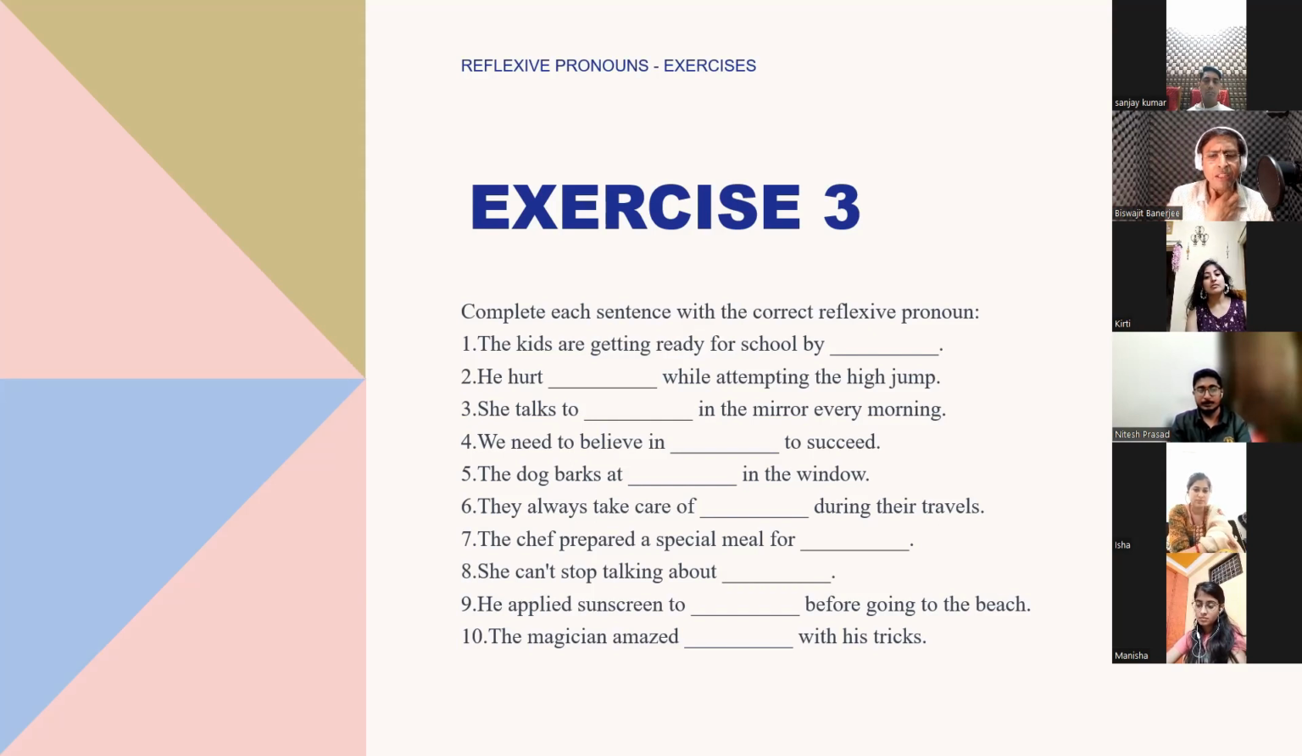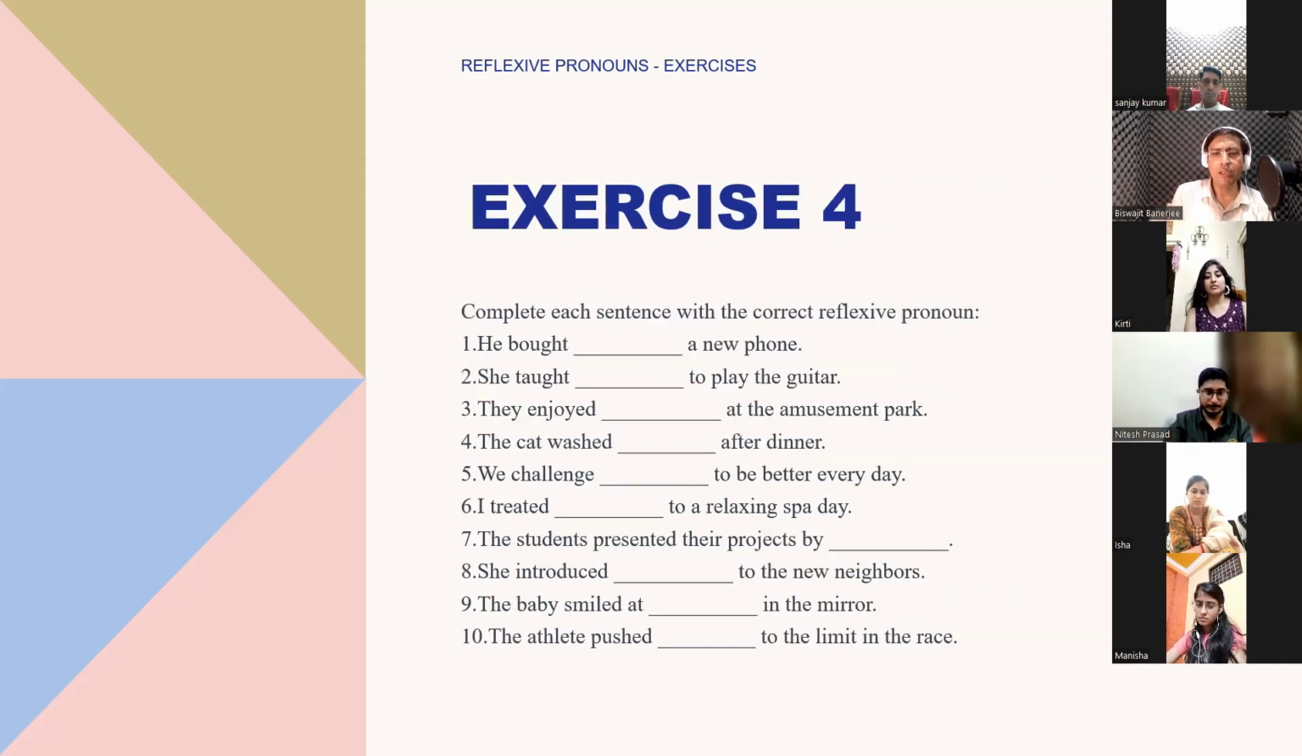Okay, Seema. The magician amazed dash with his tricks. Sir, the magician amazed himself with his tricks. Well done. Spot on. Moving on. Okay, Mohit. He bought dash a new phone. He bought himself a new phone. Perfect. Very well done. Pallavi, she taught dash to play the guitar. She taught herself to play the guitar. Spot on. Correct. Okay, Sanjay. They enjoyed dash at the amusement park.